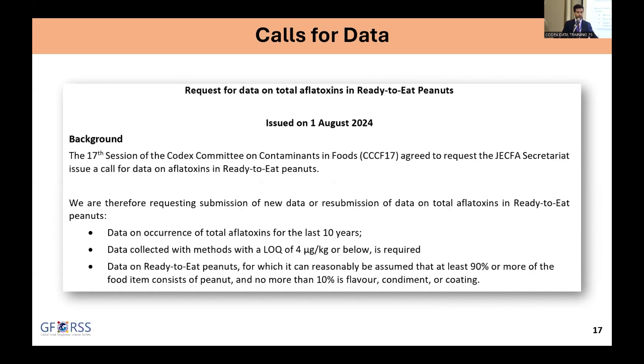Data on ready-to-eat peanuts for which it can reasonably be assumed that at least 90% or more of the food item consists of peanut, and no more than 10% is flavor, condiments, coatings, and additives. So they are giving me a very strict specification. My food should be constituted of at least 90% peanut and should be ready-to-eat peanut. And you can give me plenty of examples of ready-to-eat peanut products, right?